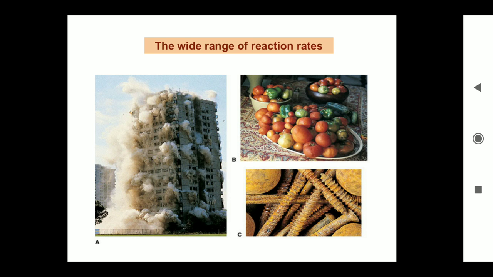Consider the three diagrams. The first diagram shows a very rapid reaction, that is, the explosion, whereas the second and third are slow reactions. Rusting of iron takes a very much larger time as compared to the explosion. Change in color of tomatoes is also a slow reaction. So in chemical kinetics, the restriction will be only to homogeneous reactions and slow reactions that can be examined in the laboratory.